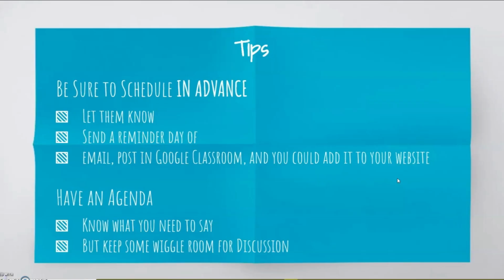All right, some tips if I may. Just let your students or parents know well in advance of when you plan on having a conference. Email them the initial invite when you set it up. I would also send a reminder the day of, but also post it in your Google Classroom, and you can even add it to your website on the remote learning section. The other thing is make sure you have an agenda. You know what you want to say, what you want to get to, but also keep it loose in case a discussion goes one way or another. Keep some wiggle room in there and make it fun and interactive.